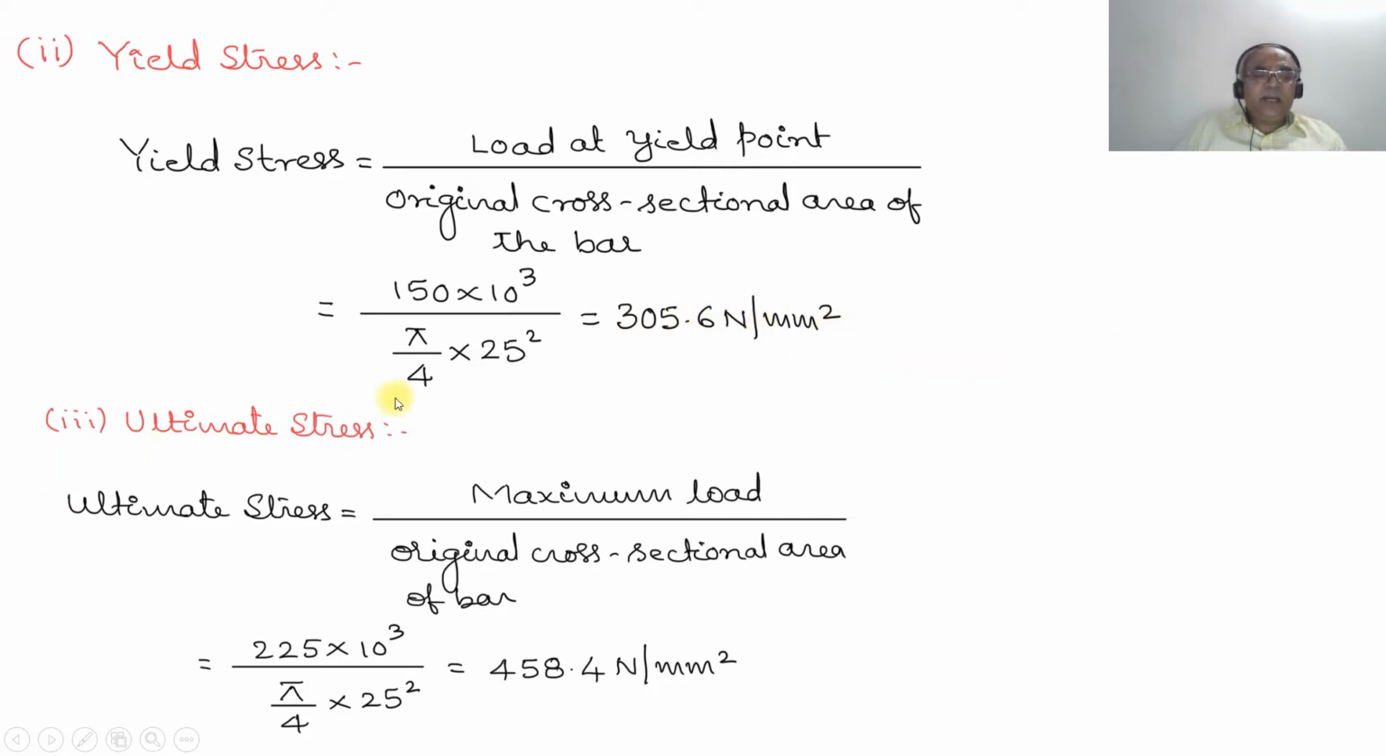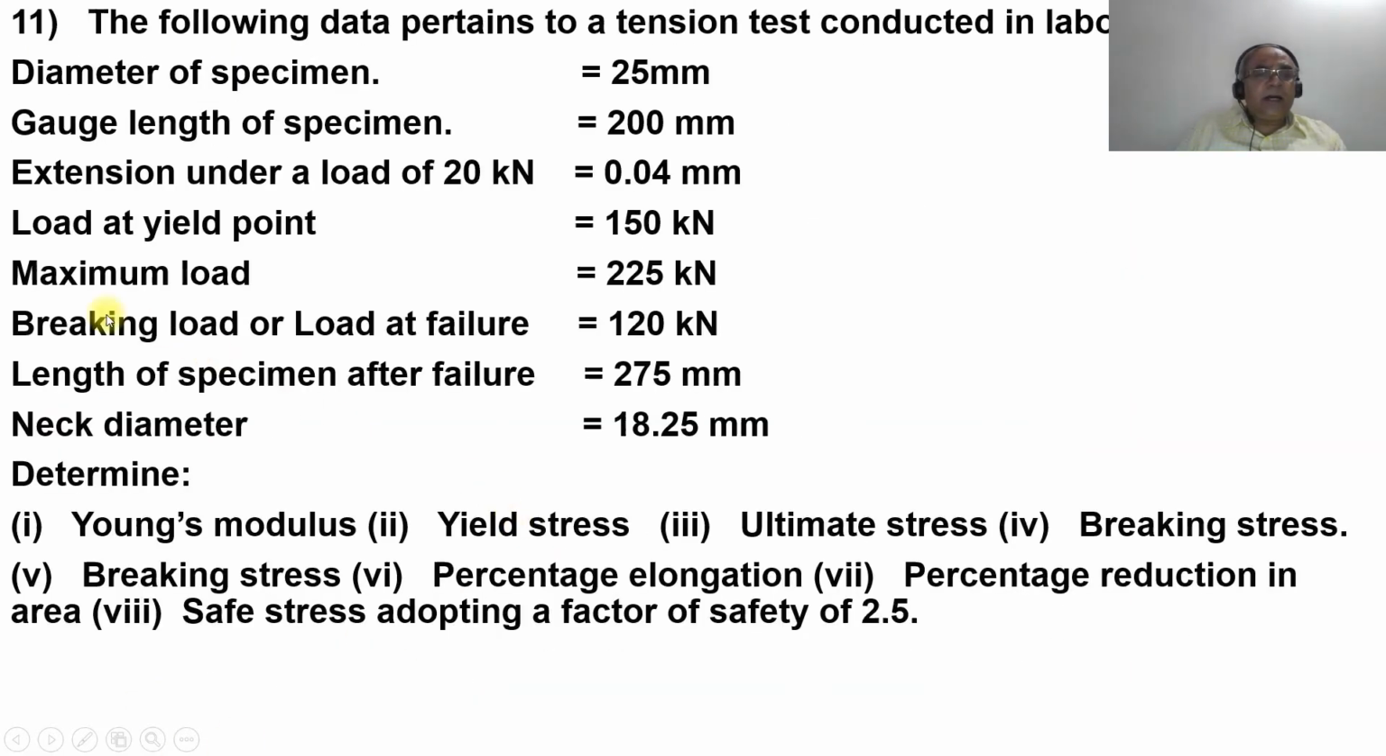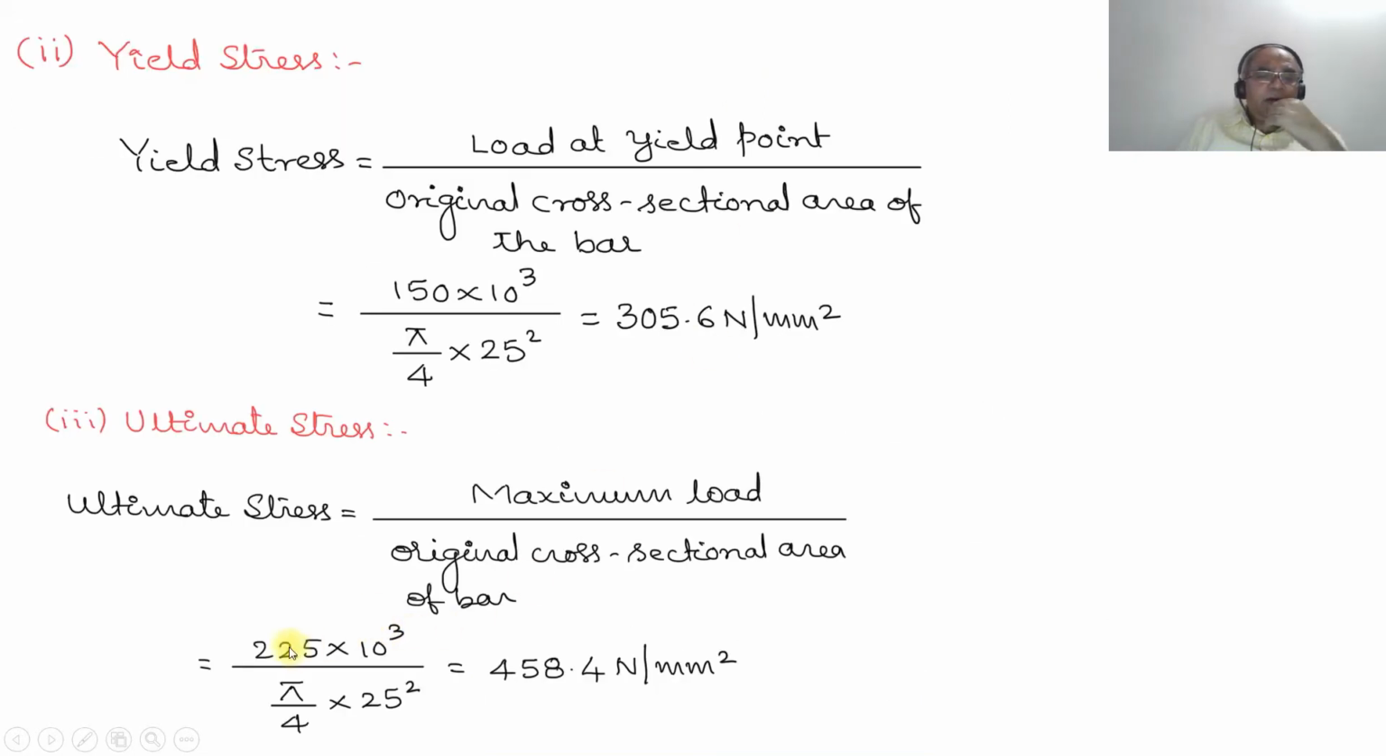The third one is the ultimate stress. Ultimate stress is the maximum load divided by the original cross-sectional area of the specimen. So again, the maximum load given is 225 kilonewton over the original cross-sectional area. The diameter is 25. So 225 into 10 to the power of 3 divided by the original cross-sectional area, which is pi d square by 4, equal to pi by 4 into 25 square.